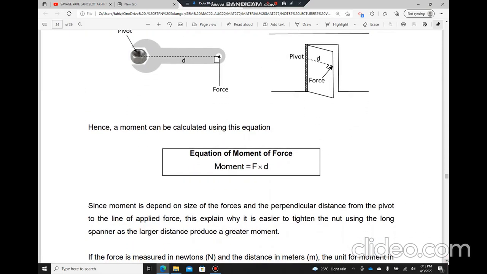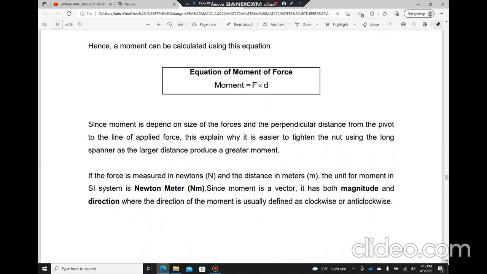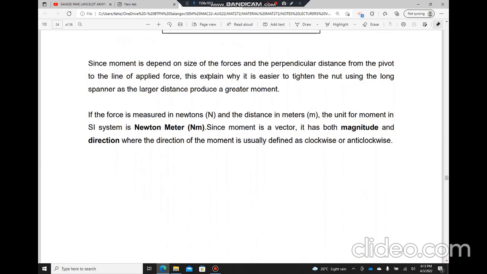Hence, a moment can be calculated using this equation. Equation of moment of force is moment equals to F multiplied by D. Since moment depends on the size of the force and the perpendicular distance from the pivot to the line of applied force, this explains why it is easier to tighten the nut using the long spanner as the larger distance produces a greater moment. Dia lebih mudah untuk ketatkan nut tu guna long spanner as the larger distance. Maknanya moment tu lebih besar kalau kita gunakan distance yang lebih besar.